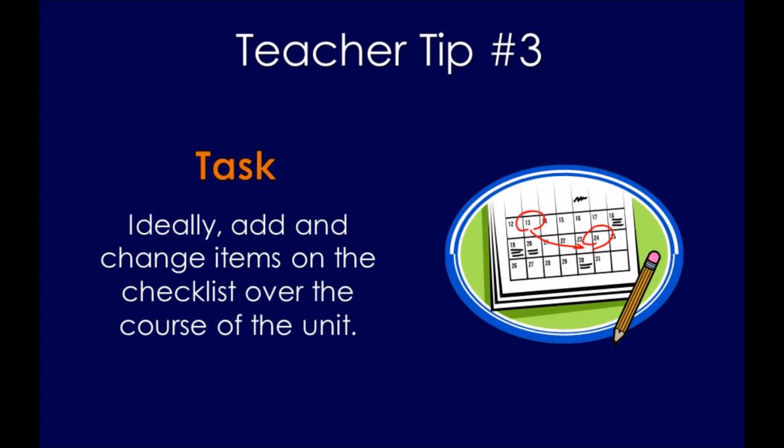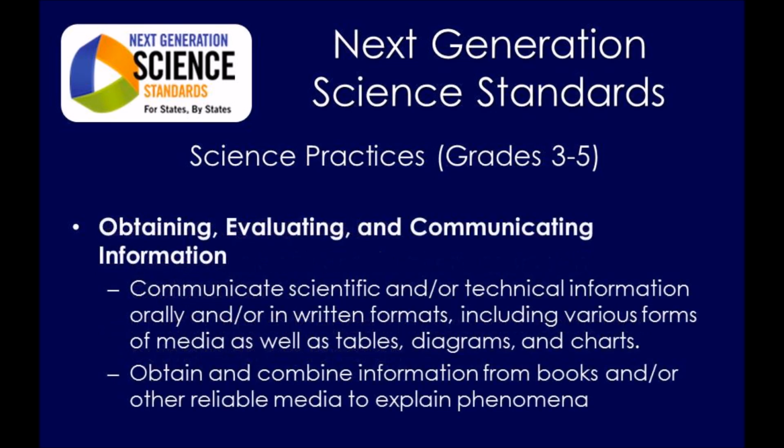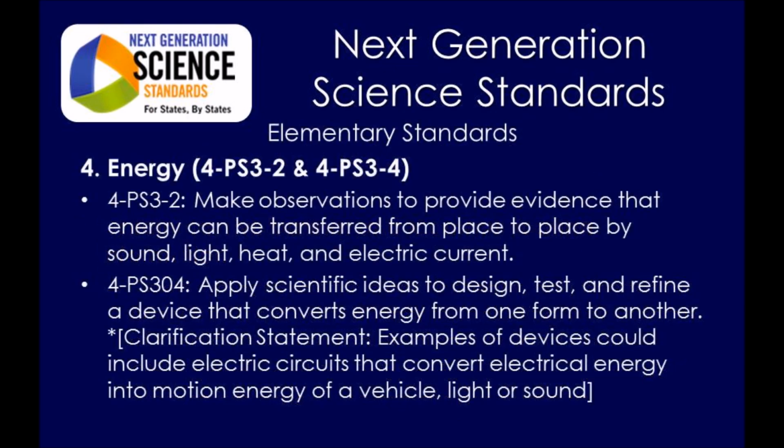According to the Next Generation Science Standards list of science practices, students in grades 3 through 5 should combine information from multiple sources and use it to construct or support parts of an explanation. These are key parts of creating and adding to a gotta-have explanation checklist. Additionally, this unit addresses the energy strand found in the Next Generation Science Content Standards.